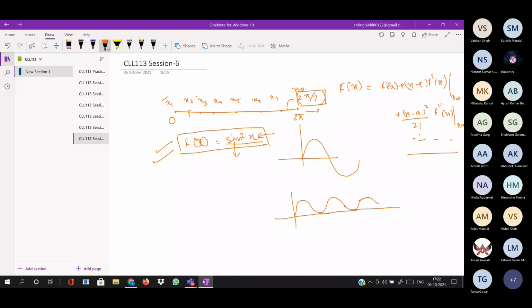Now, in Taylor's theorem, we might not know these coefficients: the value of f dash x at a, and f double dash x at a, and so on. We do not know that. So what do we do? Would someone like to answer?